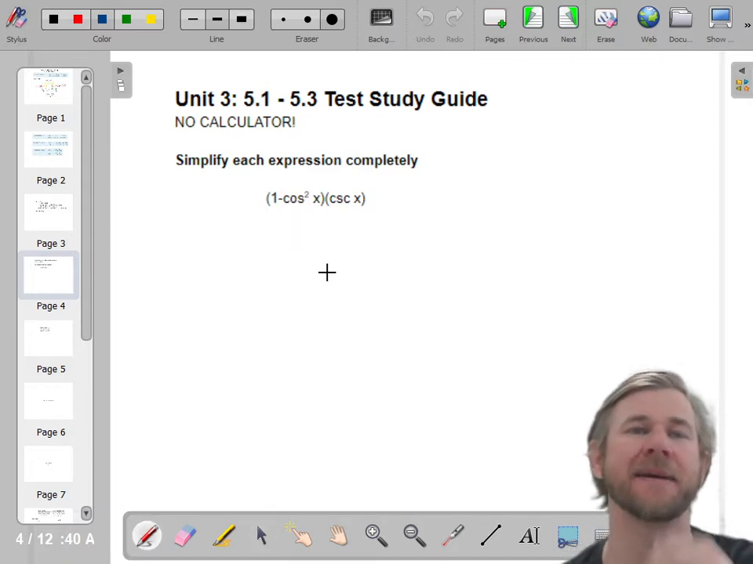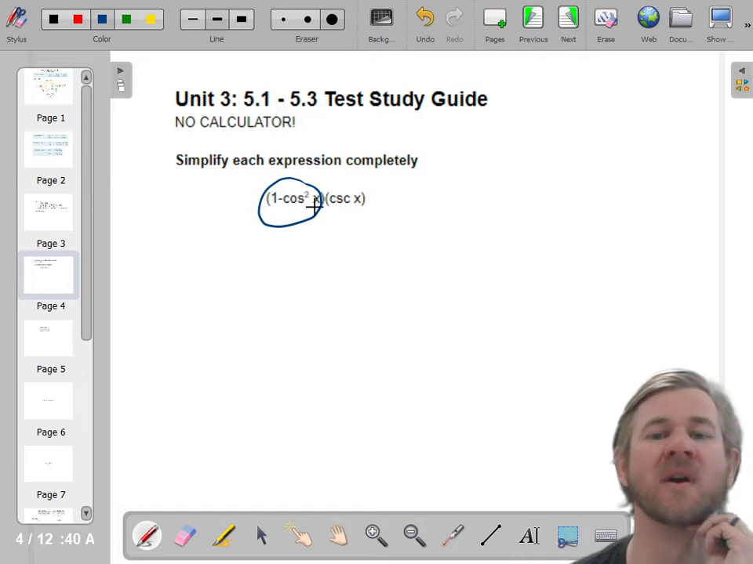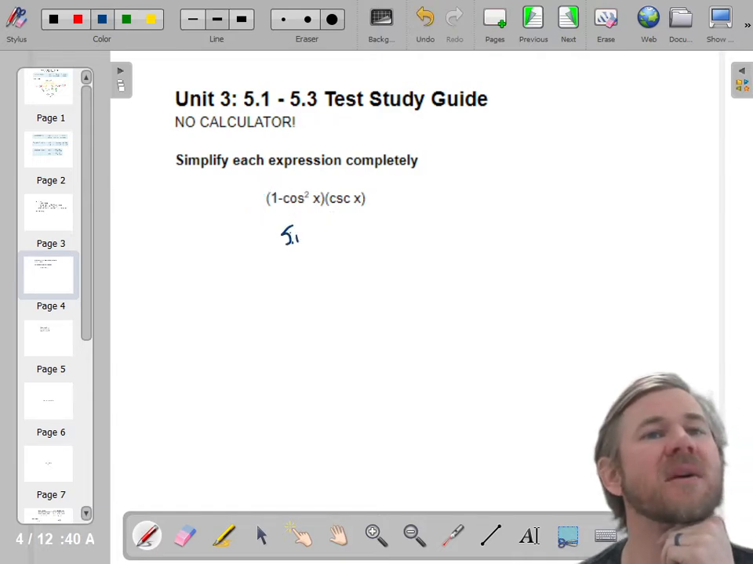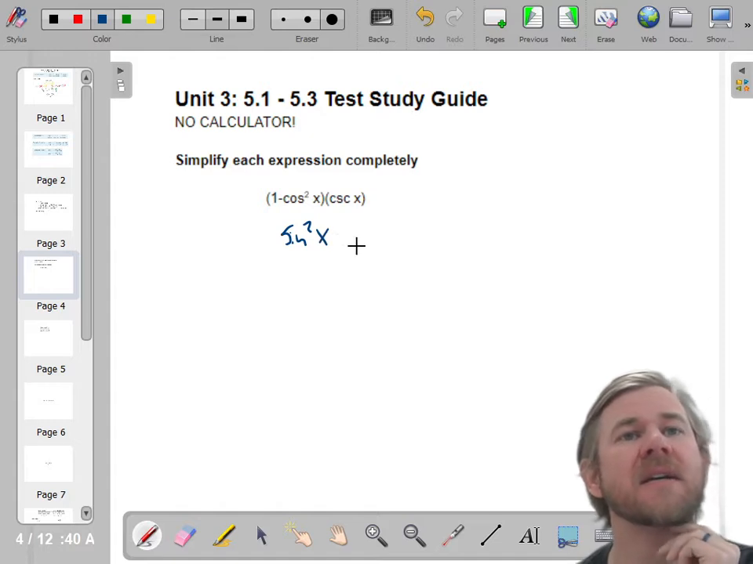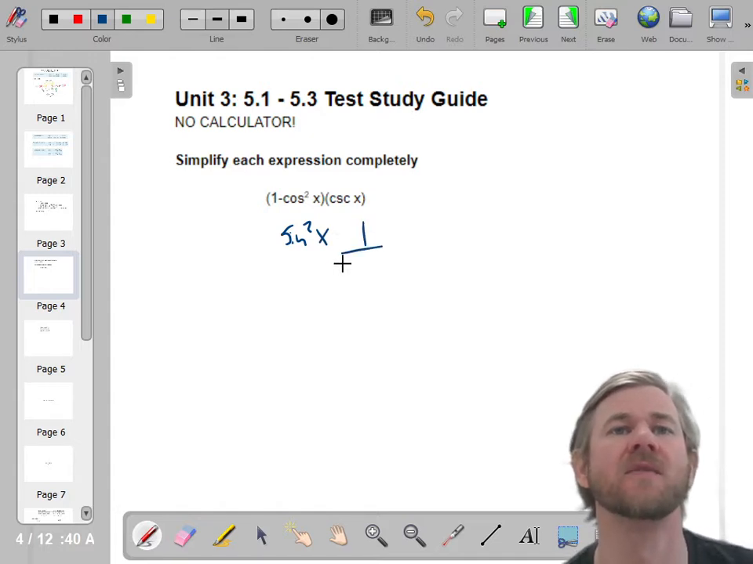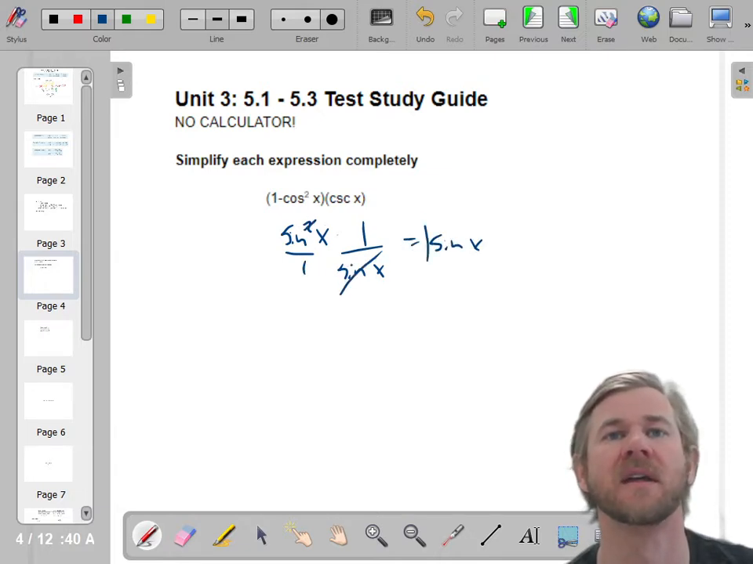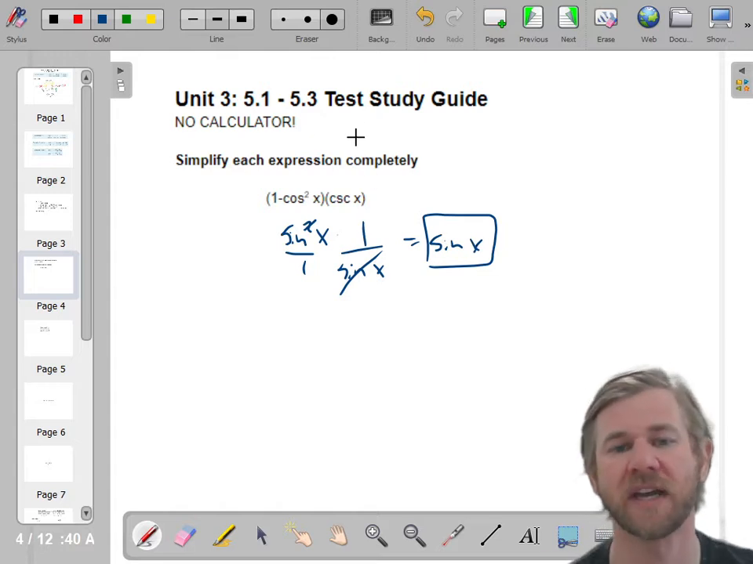Let's see. Anytime I see something squared in a 1, I think that's got to be a thing, right? Like 1 minus cosine squared, that's sine squared. So let's make that sine squared x times cosecant is 1 over sine of x. So I'm thinking, hey, look, I can cancel out one of the sines, and you just get sine of x. So, sweet. Fast way of doing it.